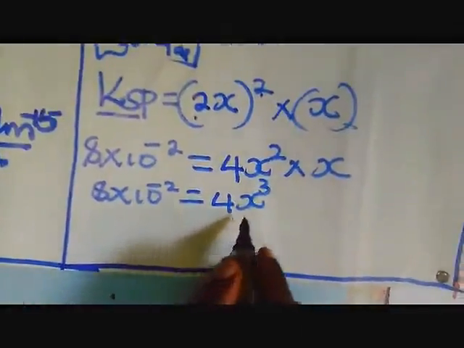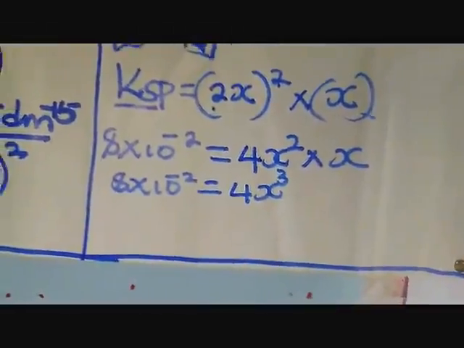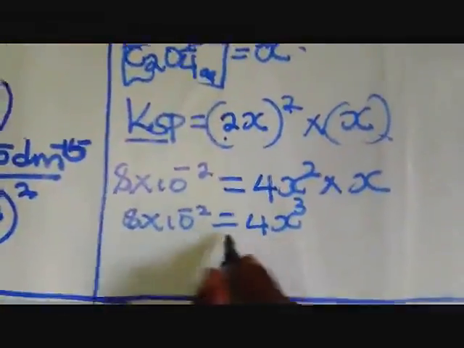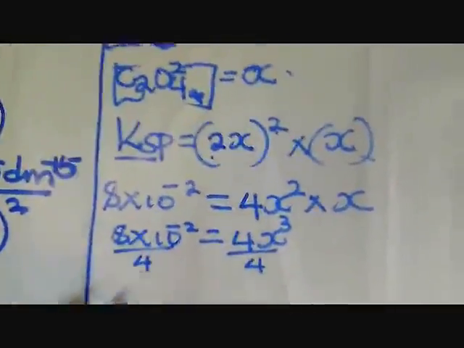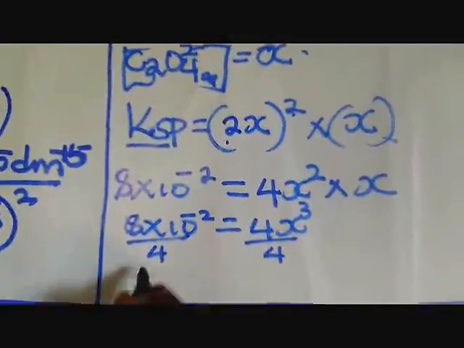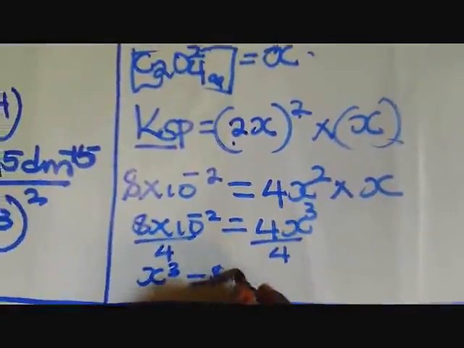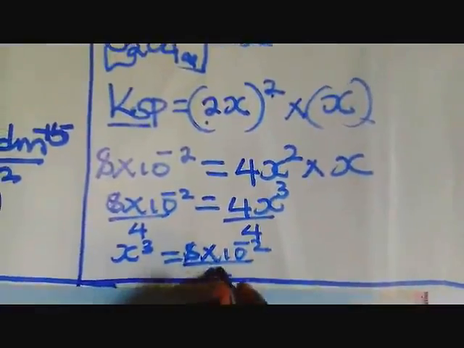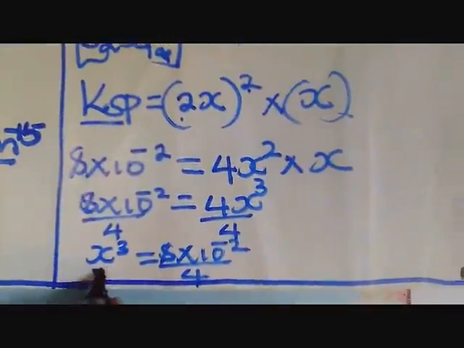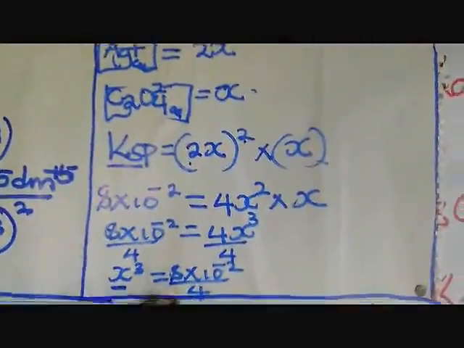But remember, we are looking for the x alone. So what we are going to do, we are going to just divide by 4, and we divide by 4. Dividing by 4, we shall remain with our x cubed is equivalent to 8 times 10 to the power negative 2 out of 4, like that. But remember, we want x, which we are saying is the solubility. So what are we going to do here?